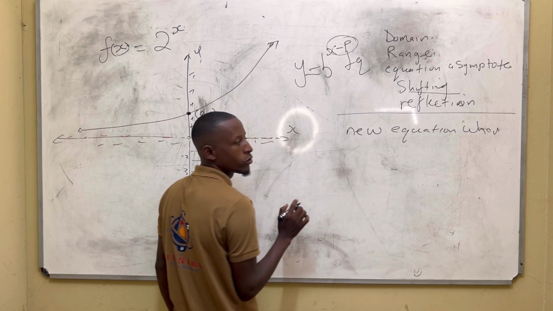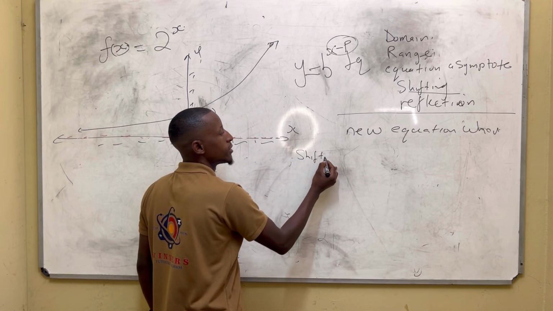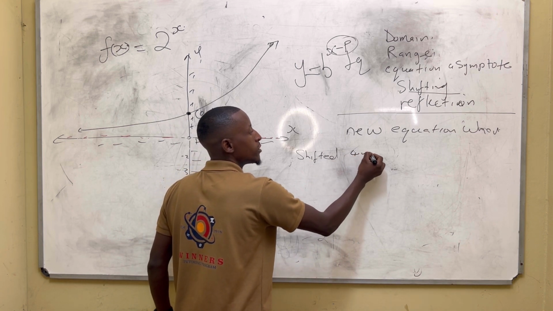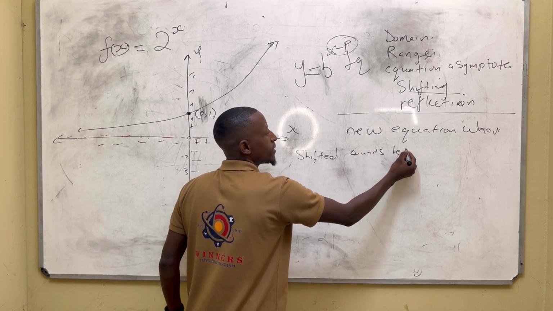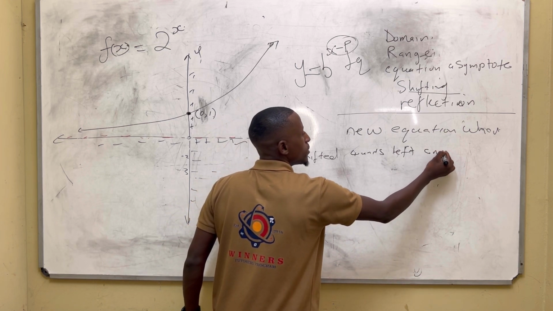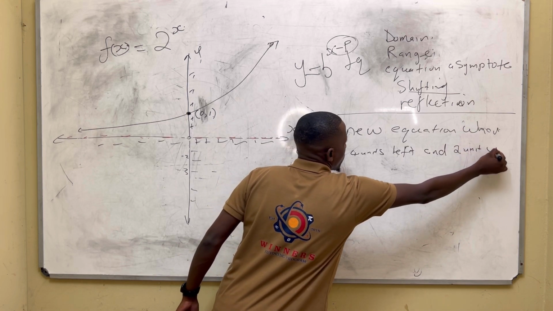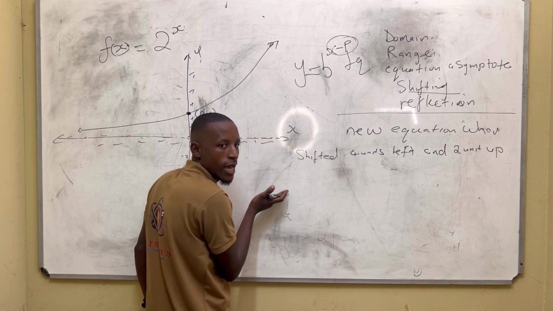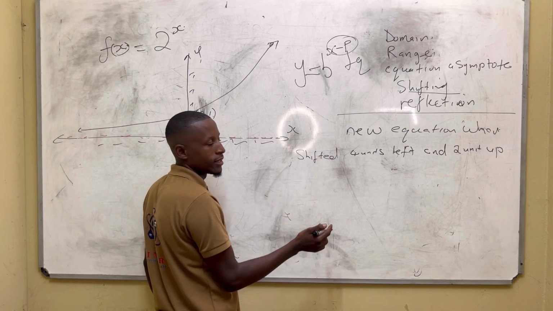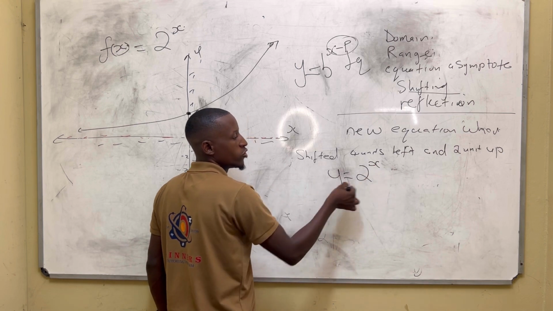Okay, before we go to the new equation, what if they shifted it, maybe, let's say, 4 units to the left and 2 units up at the same time? So we want the new equation. So you don't do them separately. They have to be placed on the same equation.